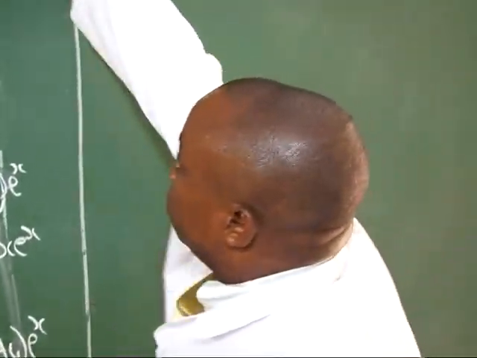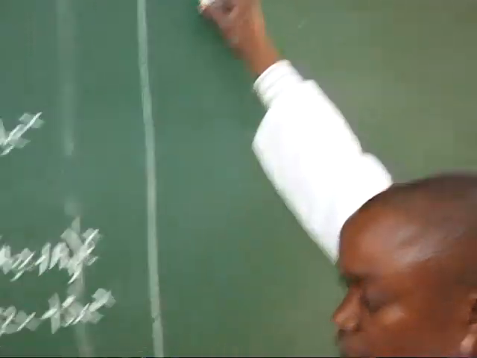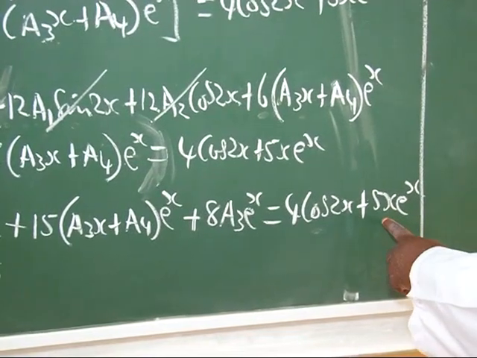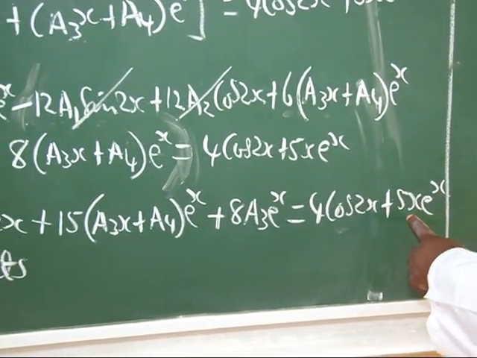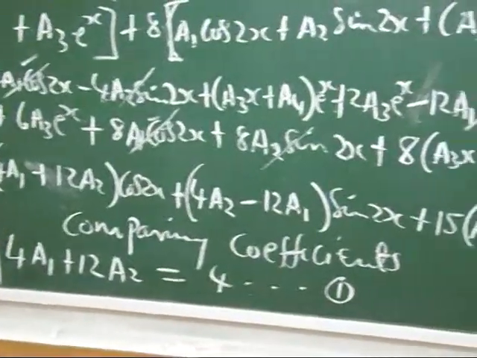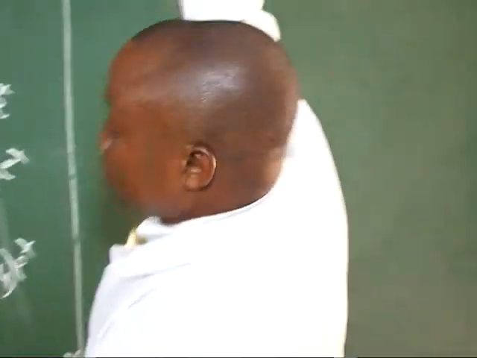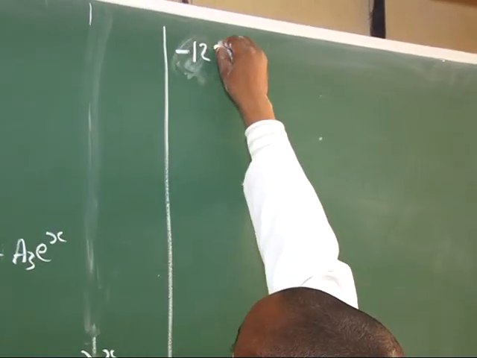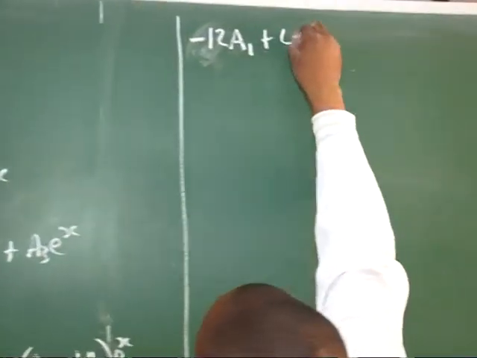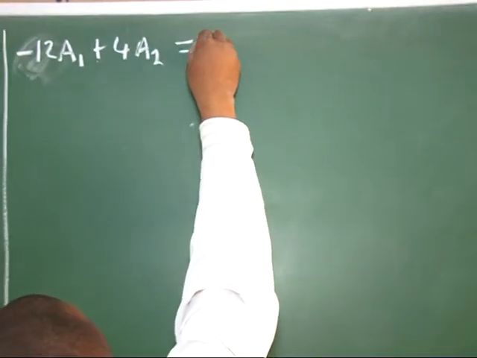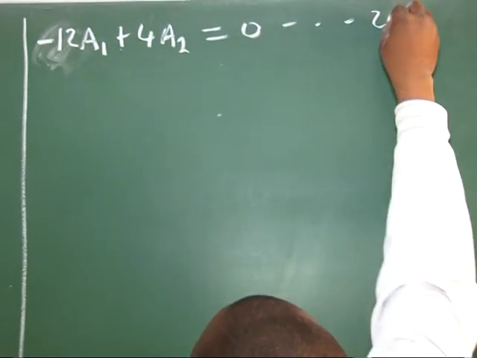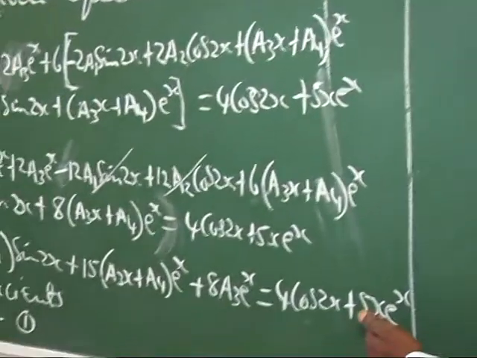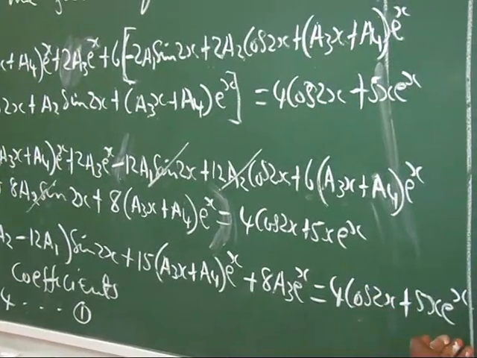Now, we will also have that if we compare another coefficient, that is this. No, let's compare this first. Let me write it like this, minus, let me start with a1. Minus 12a1 plus 4a2 is equal to 0. That is equation 2. Why is it equal to 0? Because there is no sine this side. So we have sine there, so it's equal to 0.